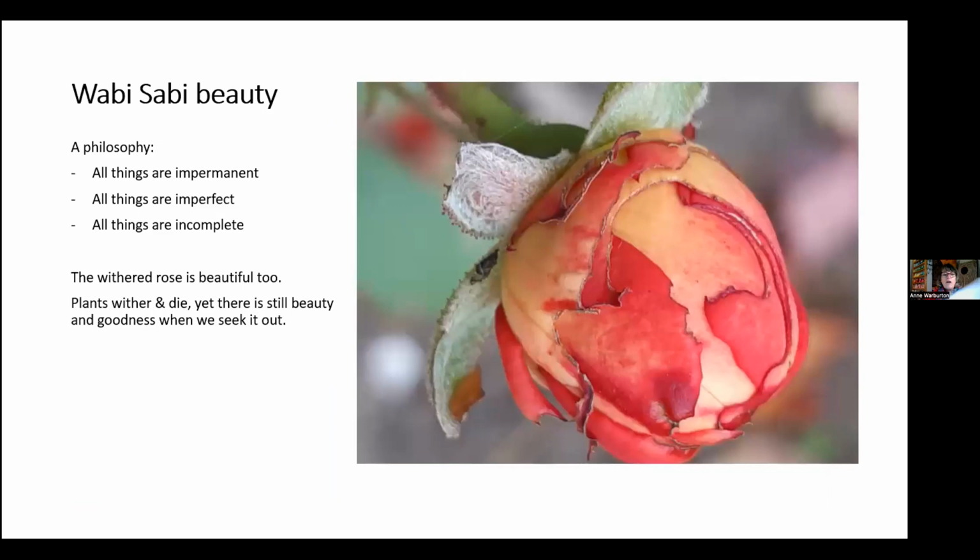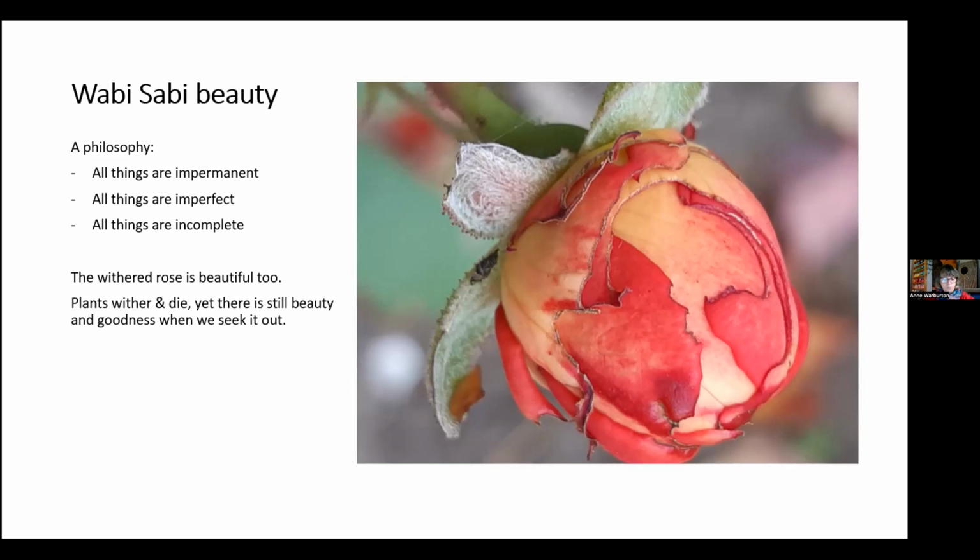Then I want to talk about a class that I took a few years ago. It was an art class. The main part of it was focusing on wabi-sabi, the philosophy of that being that there is beauty in the decay and the corrosion, that everything is impermanent, imperfect, incomplete, and there's that whole life cycle from birth right through to death. The example I've put here is the withered rose is beautiful too.